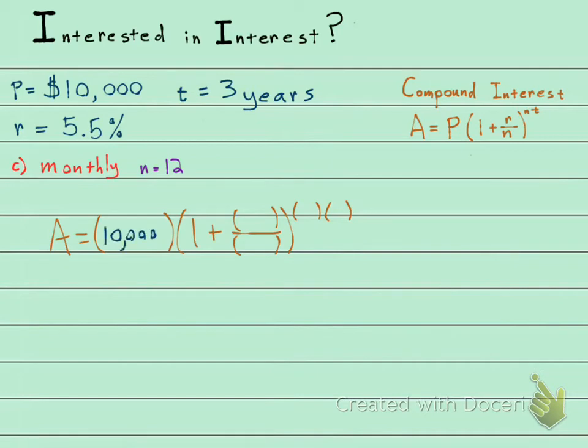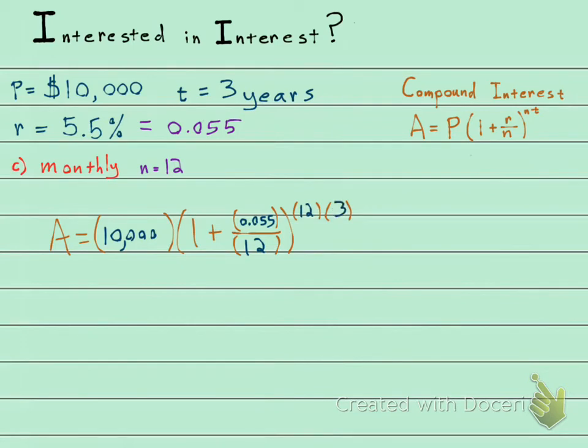So my principal is 10,000. My R, my rate, is 0.055. Okay, 5.5 as a decimal is 0.055. Over n, the number of times, which is 12, because I'm compounding it monthly, once a month, 12 months in a year, and to the power of nt. So 12 months, 3 years.